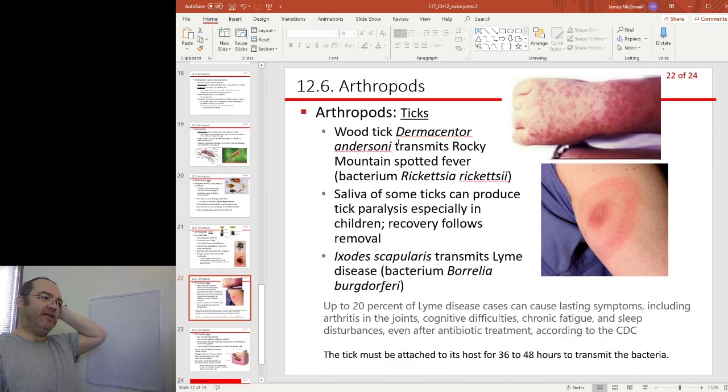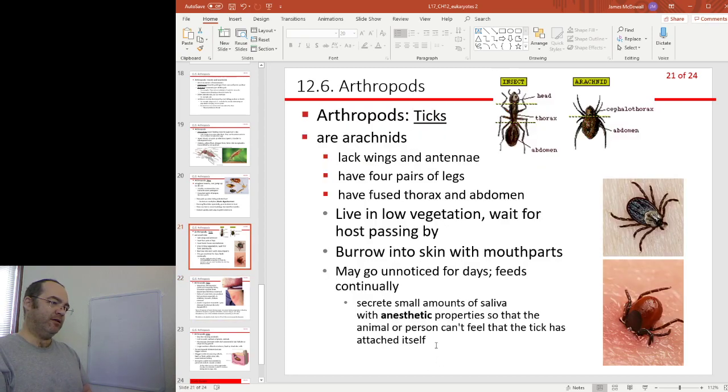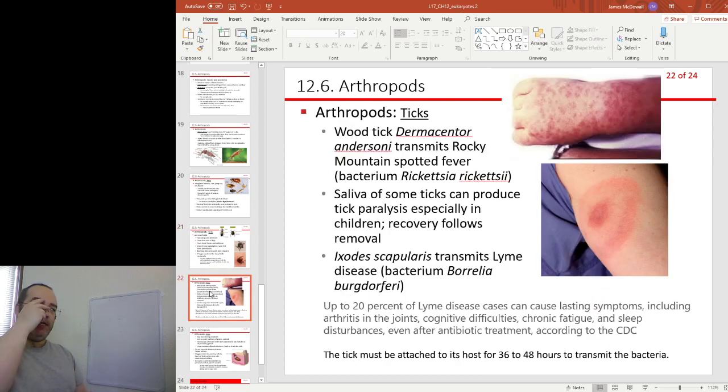So some things that are transmitted by ticks: Rocky Mountain spotted fever. Rickettsia is a bacterium. The saliva of some ticks can produce tick paralysis, maybe because of that anesthetic property or some other chemical, particularly in young children. And it's just what it sounds like.